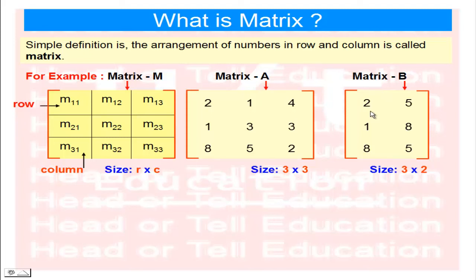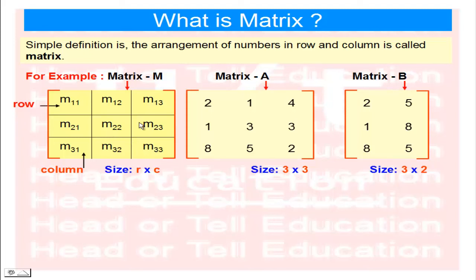For example, the numbers 251885. So the size of matrix A is 3 rows and 3 columns, means 3 by 3, and matrix B size is 3 rows and 2 columns, means 3 by 2. So in a general way we can represent the matrix like this. This is the row and this is the column, and the size of a matrix is R by C. R means row and C means column.